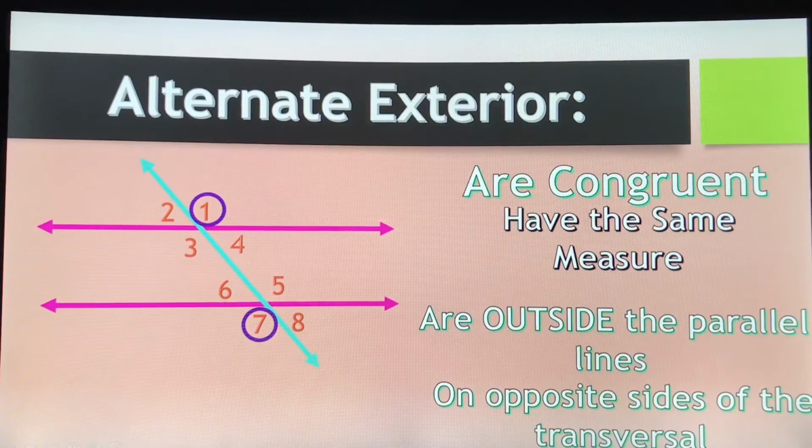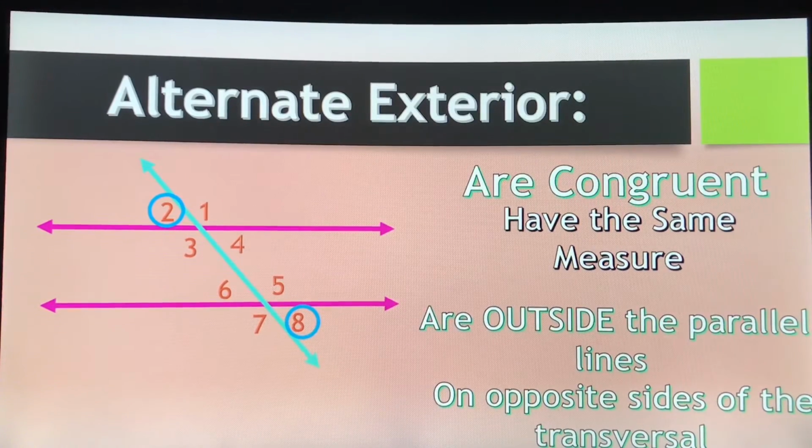Well, with that pairing, I also have another one. Angle 2. Again, it is above the parallel line. It's outside it. So then I'm going to go on the opposite side, opposite position, to angle 8. So therefore I know angle 2 and angle 8 are alternate exterior. Therefore they're congruent.